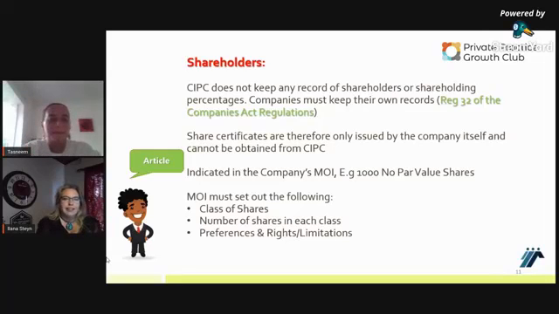But your MOI will basically indicate the classes of shares. So you can get different classes of shares that have different rights attached to them. It will tell you how many shares per class there are, and also if there are any rights or limitations to the shares. So what will usually happen with different classes of shares is you will get, say, a class A share, and they will have rights to voting, rights to dividends, and the right to change the MOI. And then you can always have a different class of shares where you will only receive dividends. So that's why it's important to know what is stipulated in your MOI.